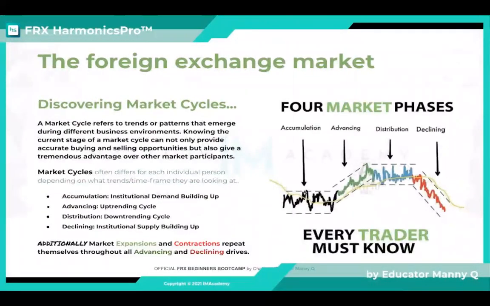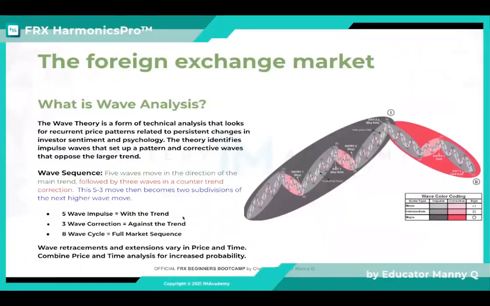So if we look over here, price has accumulation, price has distribution. Now, again, there's an advancing and a declining market. Remember that advancing is an uptrending cycle, and then the declining is a downtrending cycle in the market. So the wave analysis helps us understand the advancing and the declining cycles that are happening inside of this market.